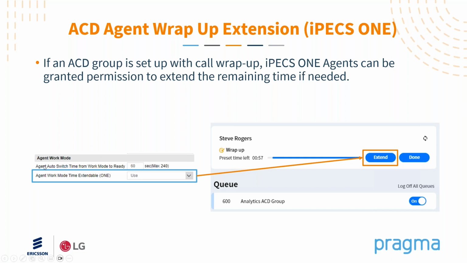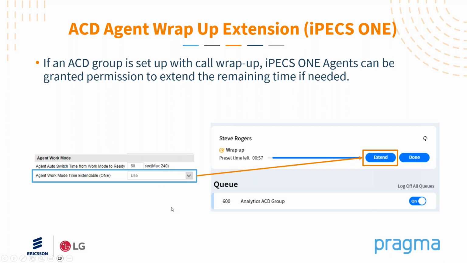So you can see here at the top option, agent auto switch time from work mode to ready, essentially wrap up. What is their wrap-up time? In here it is set to 60 seconds. And if you press extend, it's always going to extend up to that maximum time. So if I got down to 10 seconds and pressed extend, it's going to reset that timer back to a minute in this example, obviously up to 240 seconds.